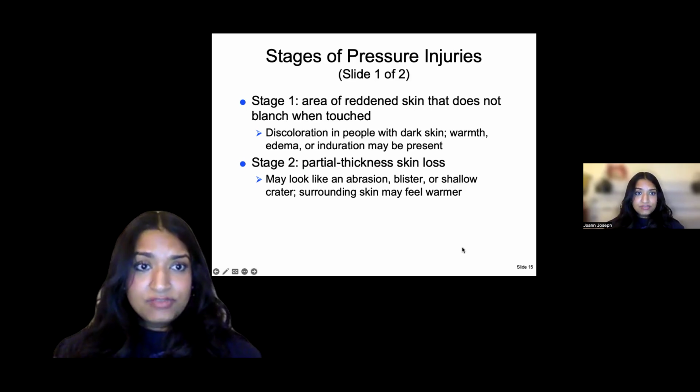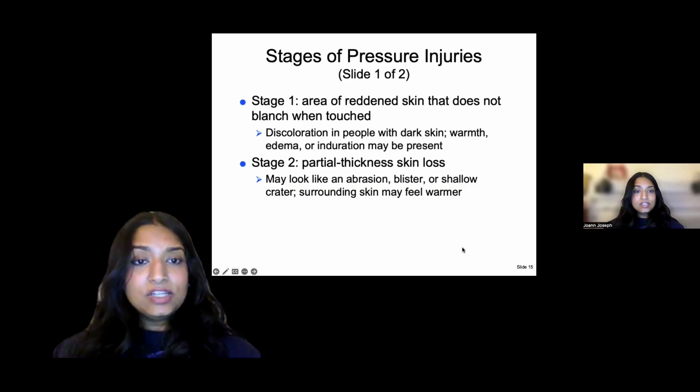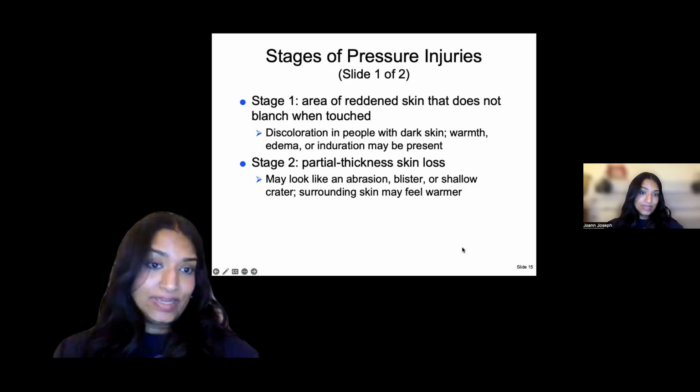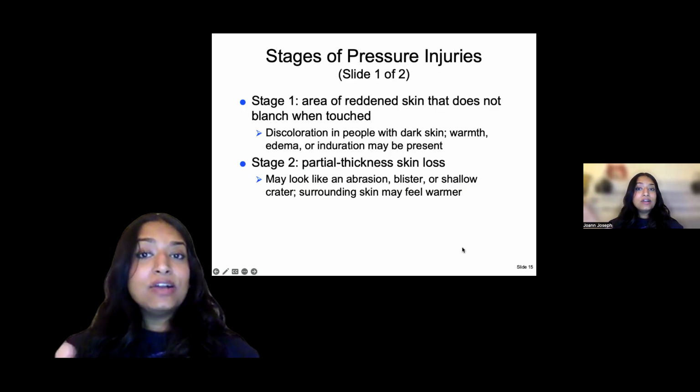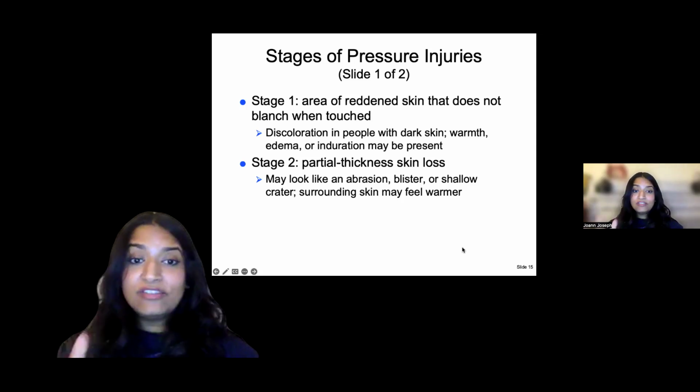So there are different stages of pressure injuries. You will need to know this. Stage one is an area of reddened skin that does not blanch when touched. There may be discoloration in people with dark skin, warm edema, or induration. Stage two, you see partial thickness skin loss. It may look like an abrasion or a blister, a shallow little hole or crater. And you see that the surrounding skin looks warmer, and it's because there's inflammation.